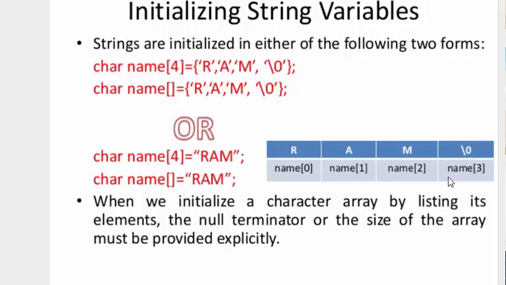So when we initialize a character array by listing its elements, the null terminator or the size of the array must be provided explicitly, otherwise it is not supplied by the compiler.